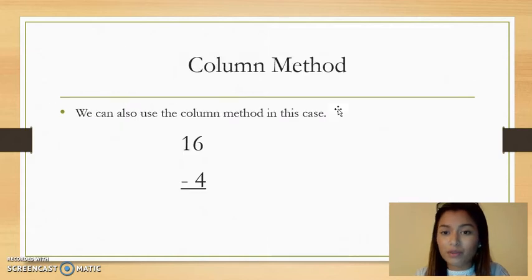Children were also drawing this in class. But the preferred method would be the column method. This is simply writing the question, the two numbers, vertically. Here we have to pay close attention to align the ones together and the tens together, so that we can read it as 6 minus 4, write 2, 1 minus 0 would be 1.